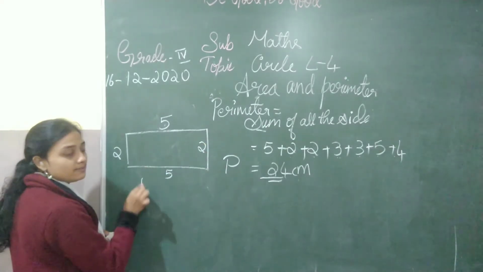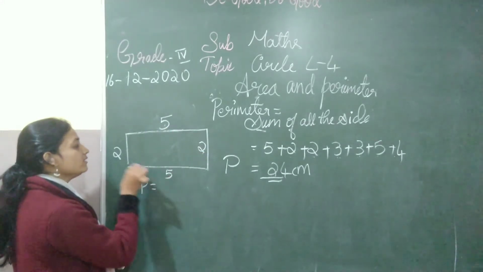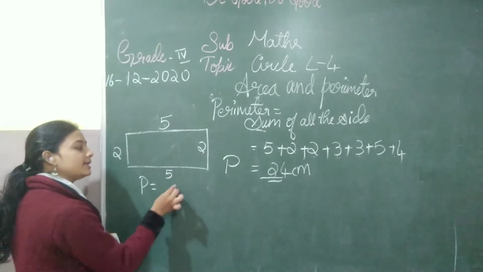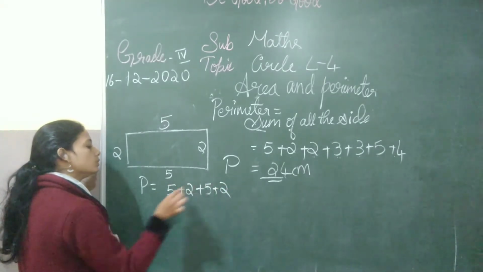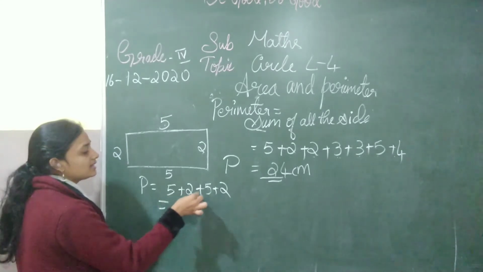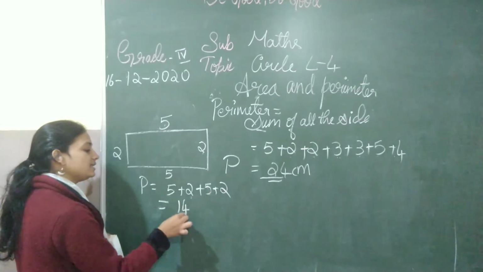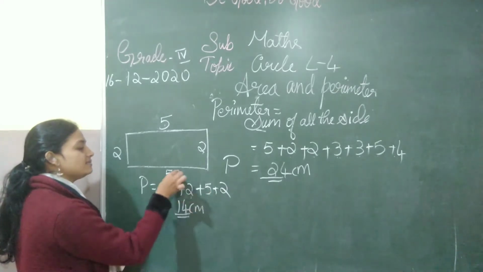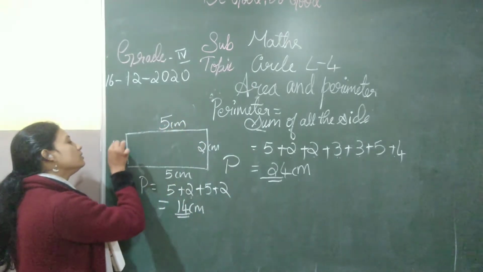Now let's find the perimeter of this rectangle. So 5 plus 2 plus 5 plus 2. What is the answer I get? 5 plus 2 is 7, 7 plus 5 is 12, 12 plus 2 again is 14. So 14 centimeters is the perimeter of this rectangle.